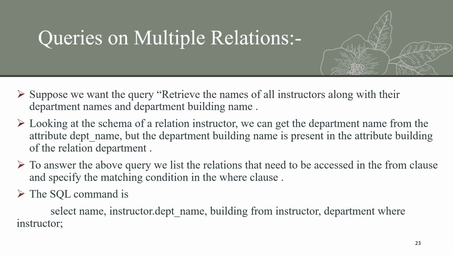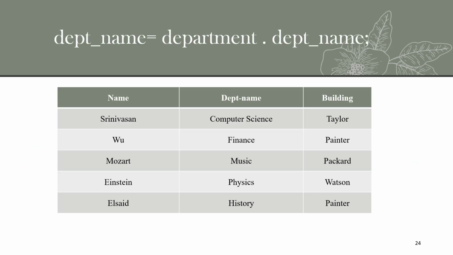SQL command: select name, instructor.department name, building from instructor, department where instructor.department name is equal to department.department name. For example, the attributes are name, department name, building name. The query matches department name with the department table's department name. We have to display only the departments: computer science, finance, music, physics, history.